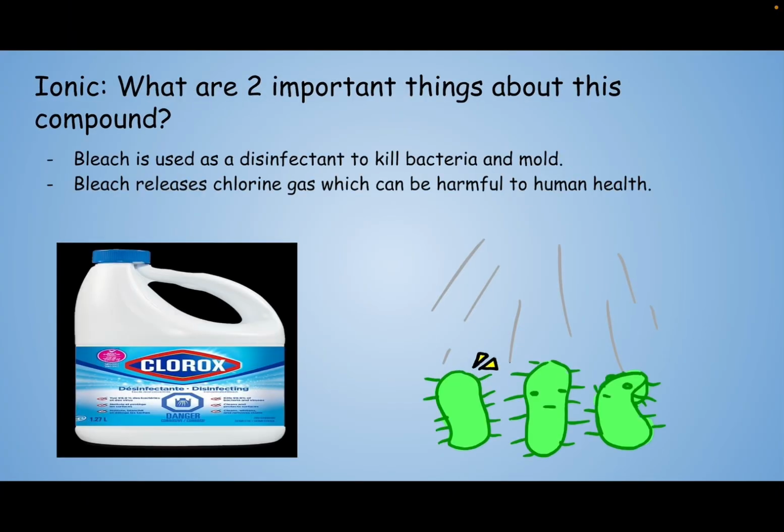So what are 2 important things about this compound? Bleach is used as a disinfectant to kill bacteria and mold. And bleach releases chlorine gas, which can be harmful to human health.